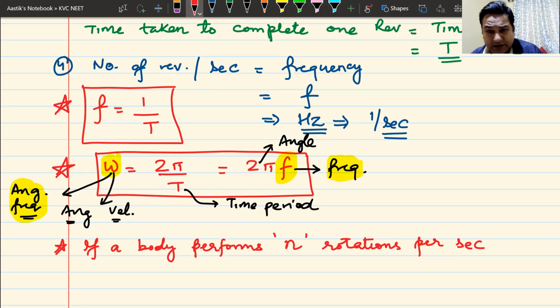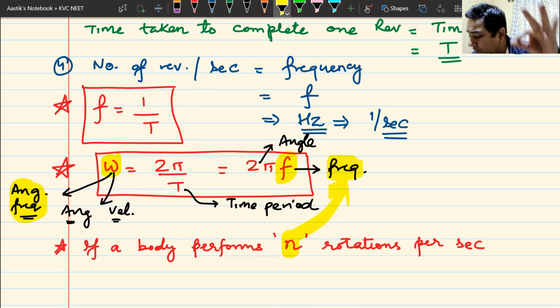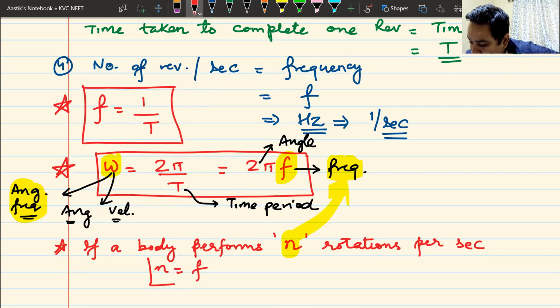Sometimes it is given that a body performs n rotations per second. If it is given in this way, don't get confused. This n rotations per second, this n becomes your frequency. Sometimes it is given in this way, so you must not confuse it with anything else. This n is simply your frequency, so your n simply becomes equal to f. Please remember this.